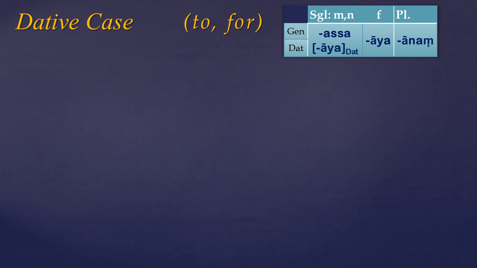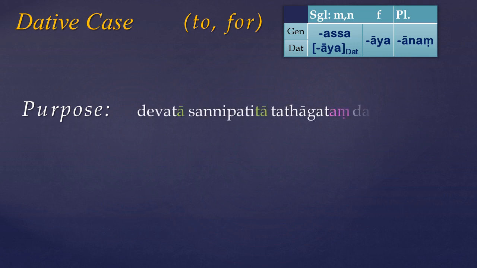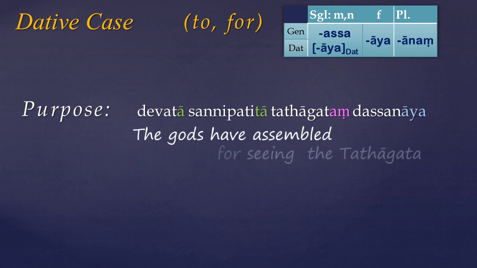That old dative ending in -aya is almost exclusively used to denote intention or purpose, and is largely synonymous with an infinitive, in order to do something. So this example literally is, the gods have assembled for seeing the Tathagata, or have assembled in order to see the Tathagata. Now, some grammar guides regard the -aya ending as being the only true dative, and so conclude that intention and purpose is the only true meaning of the dative case.